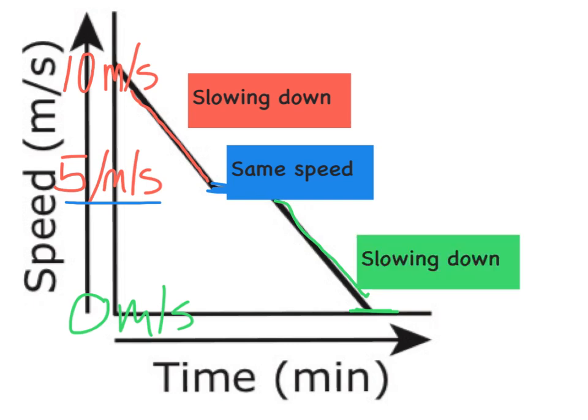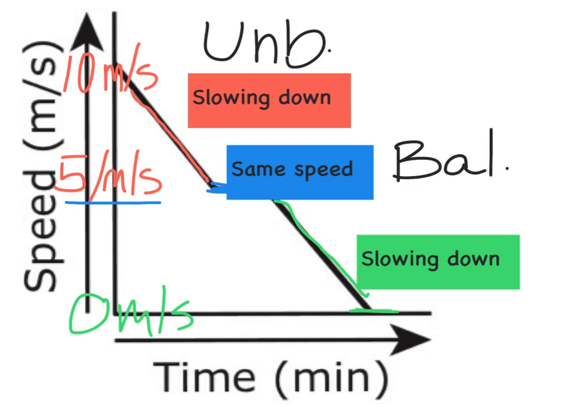Looking at how forces would be affected, slowing down would be unbalanced because we have a change in our speed. When we're traveling at the same speed, this means that our forces are balanced, that there's no change. And then again, speeding up or slowing down at the bottom, we're going to have unbalanced forces.